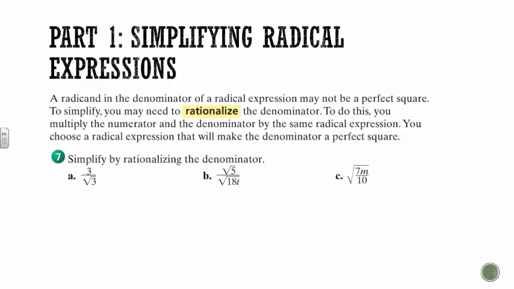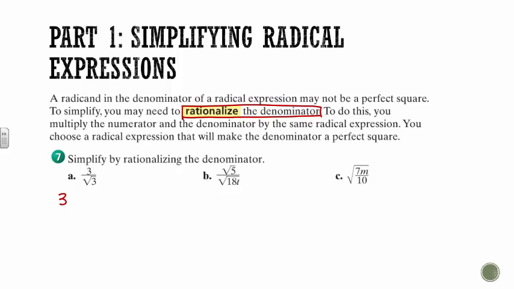So, one thing that can happen when we simplify these is we end up with a square root in the denominator. That is not allowed. So we have to get rid of this square root in the denominator. And in order to do that, we're going to do something called rationalizing the denominator. In order to do this, you have to multiply the numerator and the denominator by the same radical expression. You want to choose a radical expression that will make the denominator a perfect square.